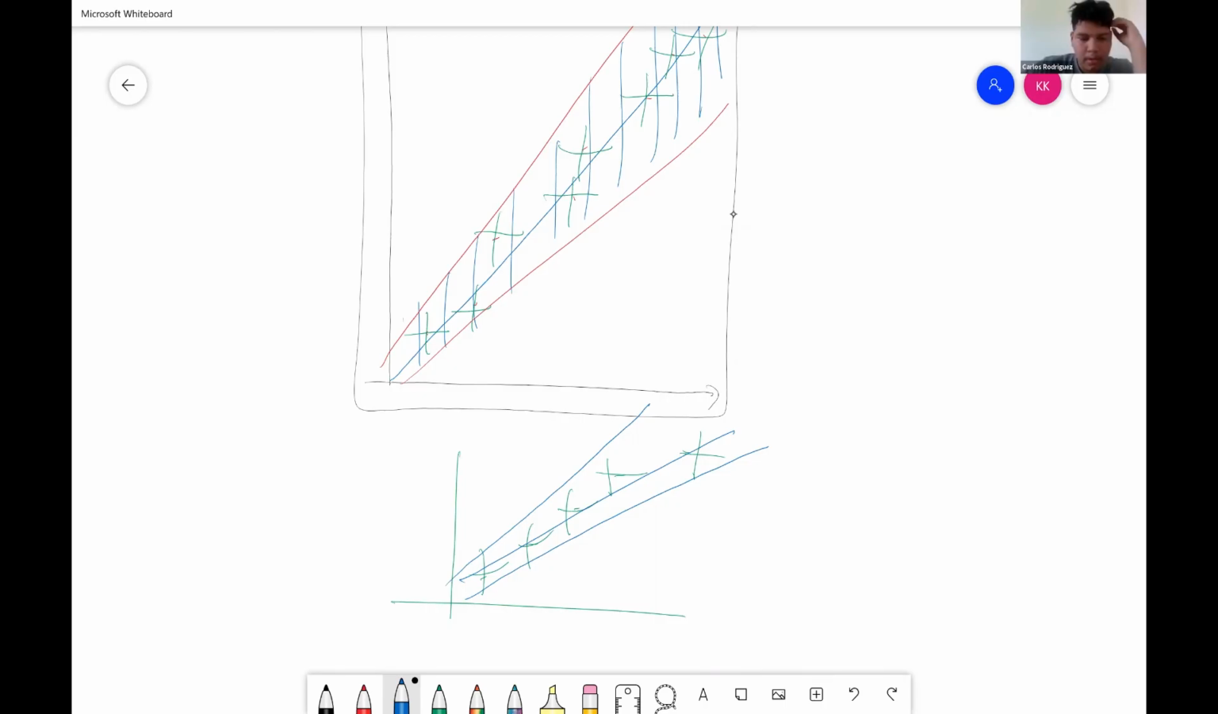And do all the lines have to start from the origin? Not necessarily. Not necessarily. Okay. All right. Any questions?